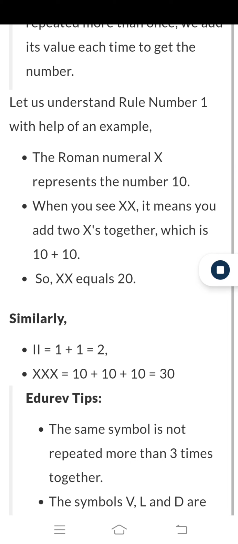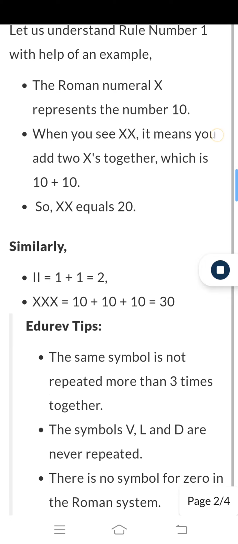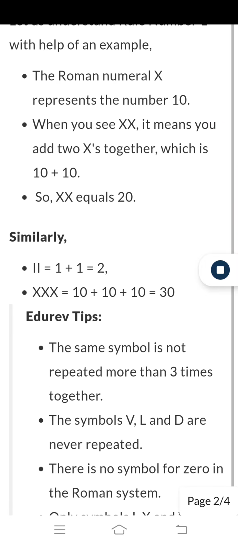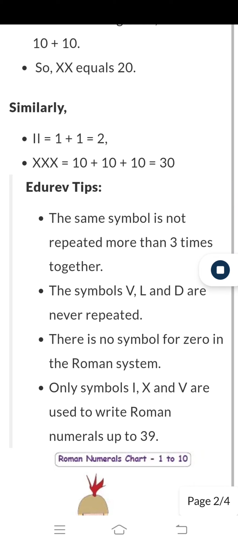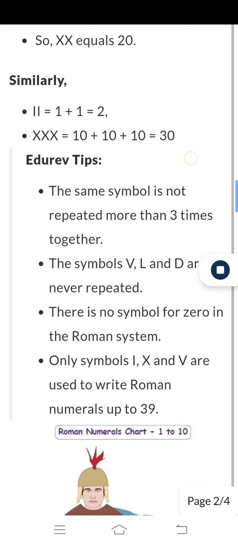The Roman numeral X represents the number 10. When you see XX, it means you add two X's together, which is 10 plus 10. So, XX equals 20. Similarly, II equals 1 plus 1 equals 2. XXX equals 10 plus 10 plus 10 equals 30.